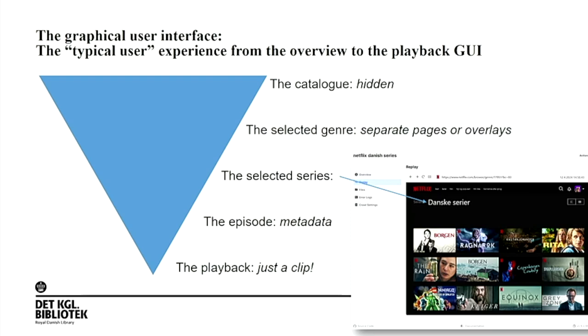And then you can select a genre, and then you can select a series, and then you can select an episode. And for each step, there's various different types of information that you would want to capture or crawl. And in the actual playback situation, we just want the clip. We don't want the actual content.